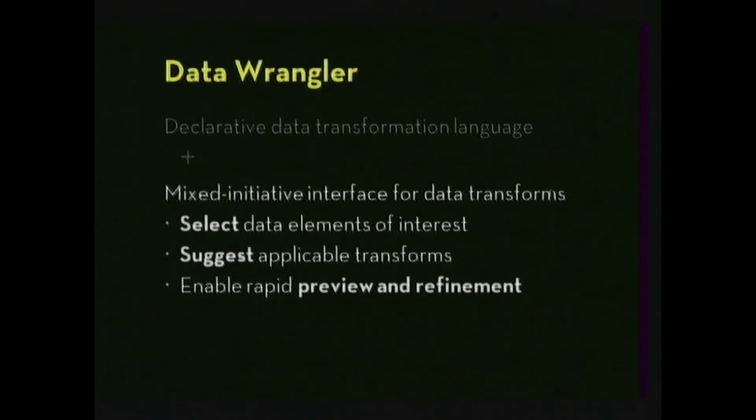So what we ended up doing is take what we call a mixed initiative approach. And this is coming from the HCI research literature. As the user interacts with the data, the system might make interactive suggestions on what they might do next. And so as people select elements of interest, we try and suggest applicable transforms. And to really make this dialogue smooth, provide these means for previewing the effects and the refinement.